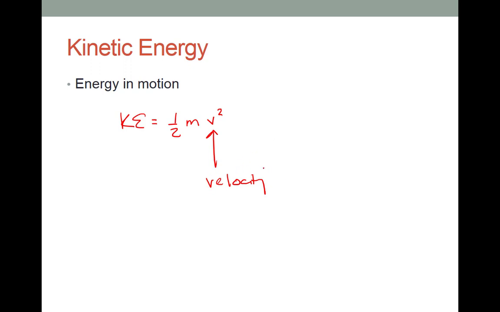But remember from way back when that the magnitude of the instantaneous velocity, I'll even make a little note here, means that this is actually the speed. You can consider it as 1/2 mass times the speed squared because it's the magnitude of the instantaneous velocity that gets squared.